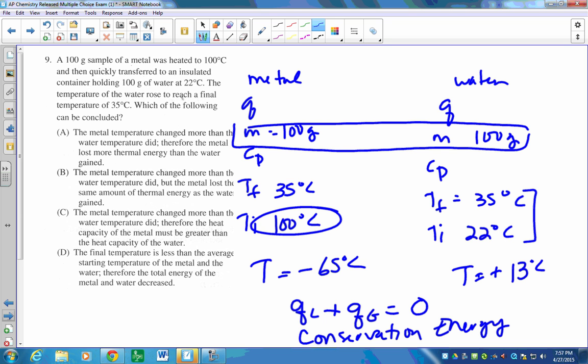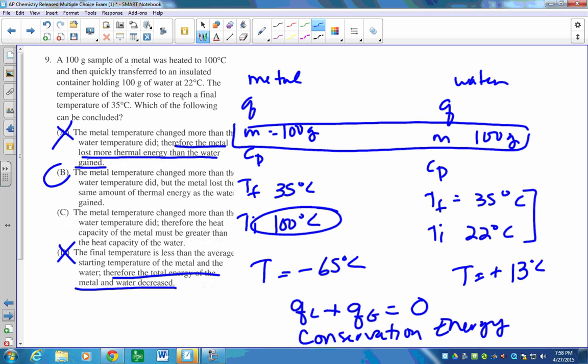Keeping that in mind, this answer is stupid. Therefore, the metal lost more thermal energy than the water gained. Nope. Energy cannot be created nor destroyed. If we could create energy, we would just create energy. We wouldn't have to worry about coal and gasoline and nuclear power. Again, the total energy of the water and the metal decreased. That doesn't make sense because one went up, one went down.